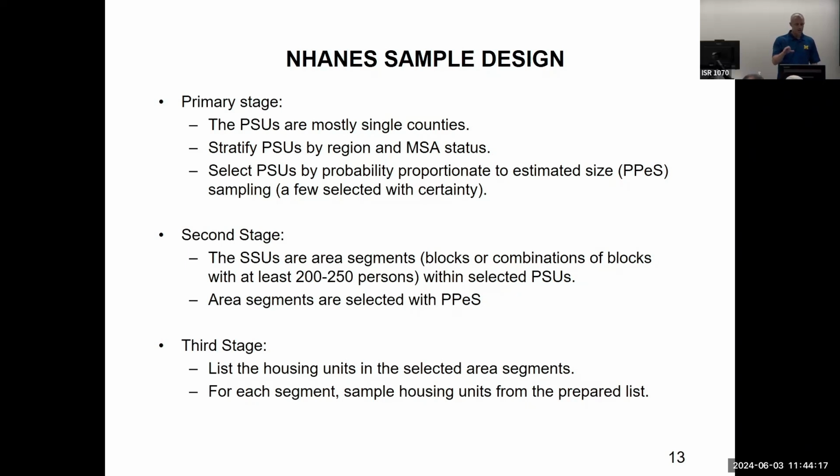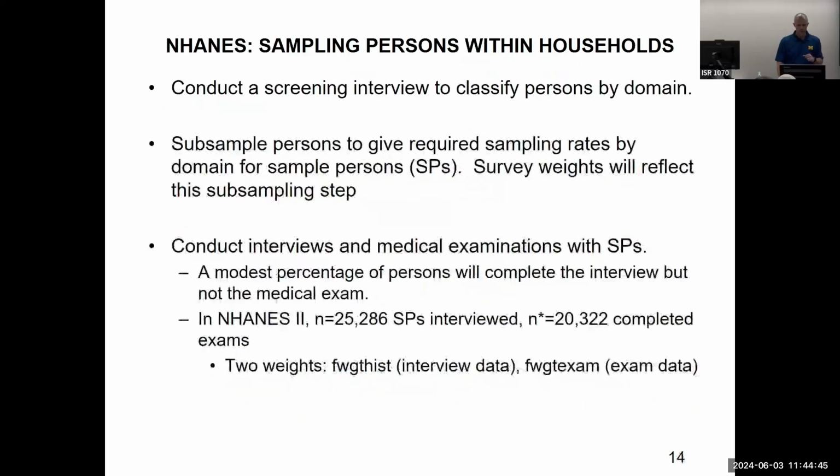Okay, so third stage, again, we list all the housing units in that area segment, and then we sample housing units from that prepared list. Sometimes at this third stage, that's where you might have a simple random sample. You have a list of 30 housing units within a particular area. You draw a simple random sample of 10 of them, or whatever the objective of the study is. That might be a simple random sample, but you still have unequal probabilities at the earlier stages. They need to be documented and accounted for.